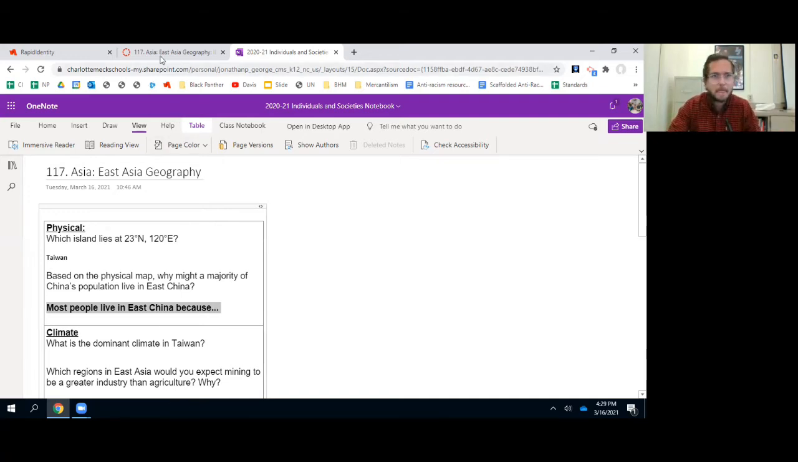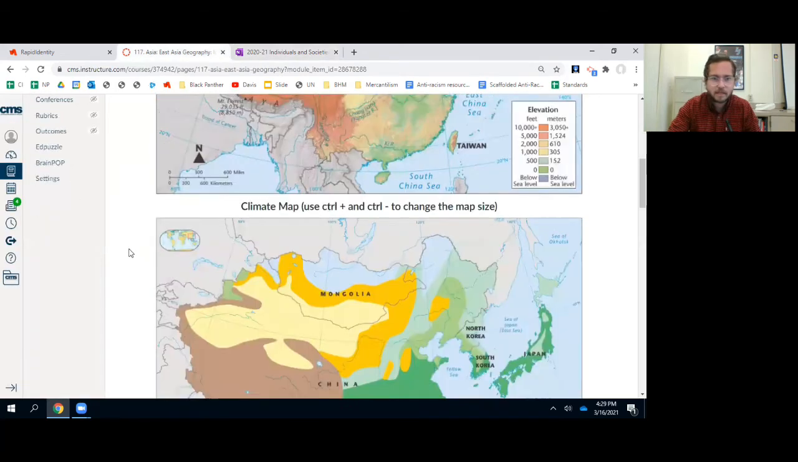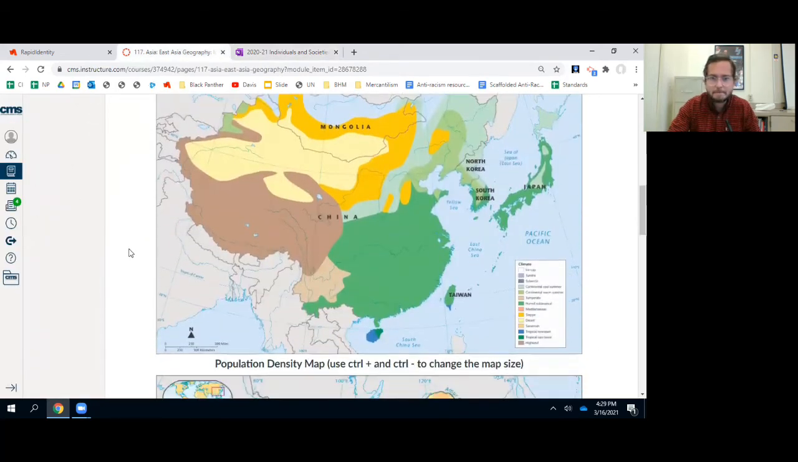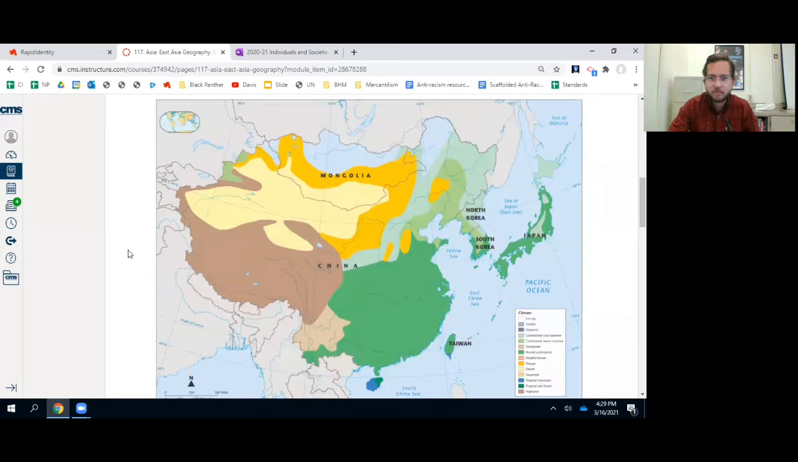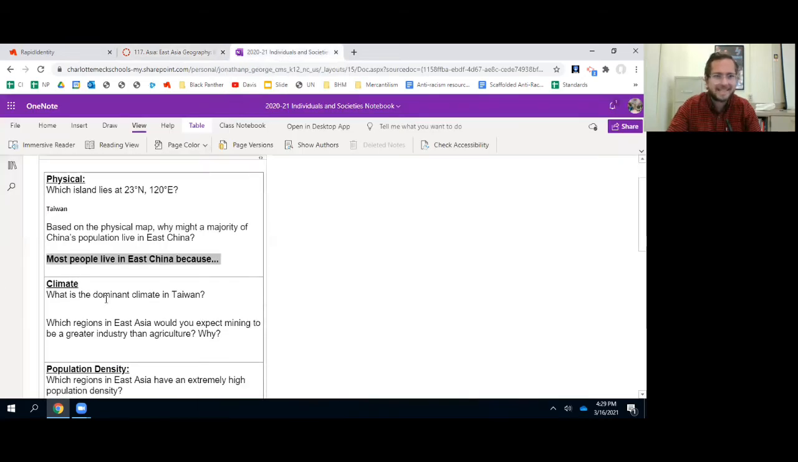Okay, let's transition down to climate. Okay, here's a climate map, right? Climate is the overall general weather that a region experiences throughout a longer, consistent period of time. In general, you can expect the weather in regions to be very similar over a period of time. So let's take a look at this question. What is the dominant climate in Taiwan?